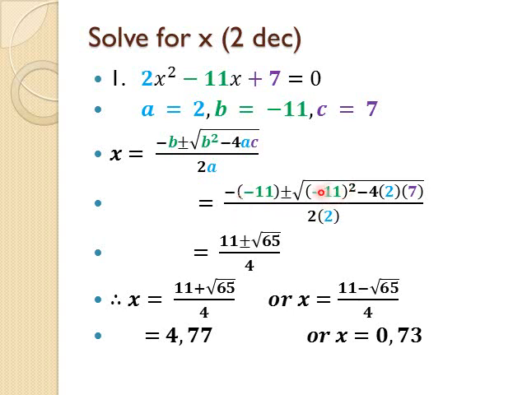Negative 11 squared: negative times negative is positive, 11 times 11, 121. Minus 4 times 2, which is 8, times 7, 56. So 121 minus 56 gives me 65. 2 times 2 gives me 4. So effectively I now have 11 plus square root 65 over 4, and 11 minus square root 65 over 4. They stated 2 decimal places, so if I punch that in the calculator, x equals 4,77 or x equals 0,73.